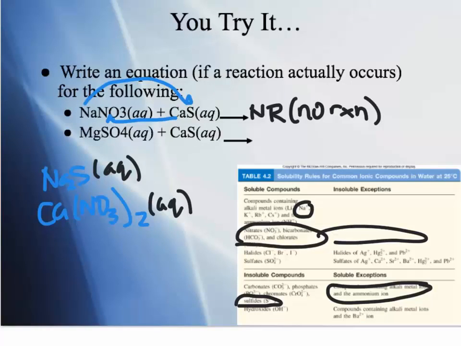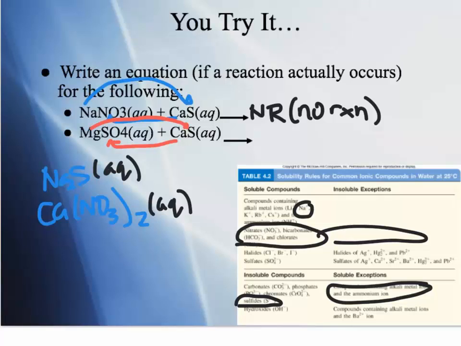All right, let's take a look at the second one, magnesium sulfate hooking up with calcium sulfide. So let's take a look. First, these are two compounds, and so we're going to rearrange their partners. Magnesium is going to go with sulfur, and calcium is going to drop sulfur and go with sulfate.